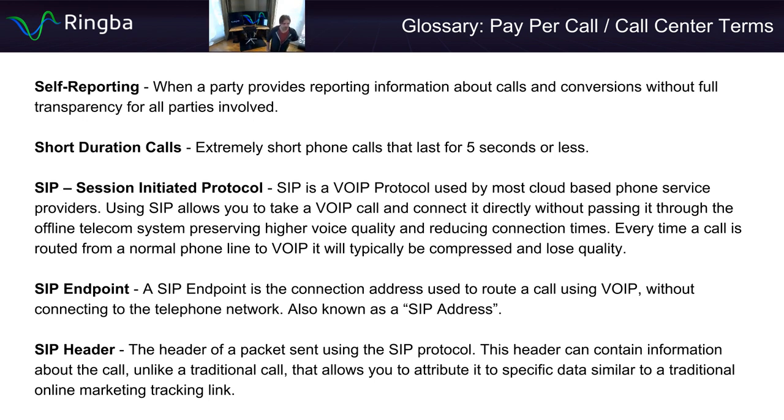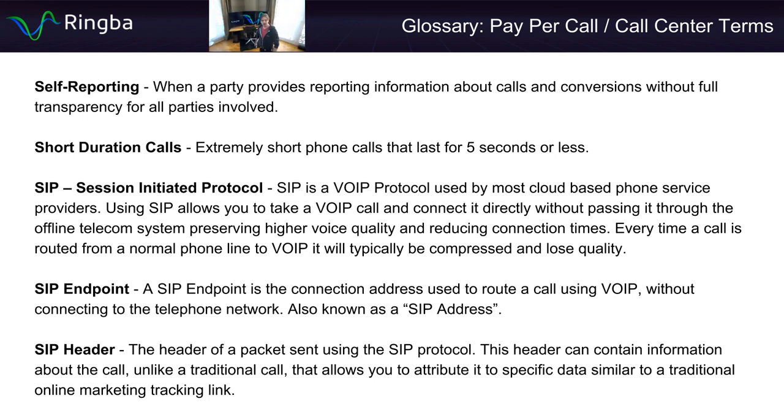Now, a SIP endpoint is the connection address used to route a call using VoIP without connecting it to a telephone network. It's also known as a SIP address, but it's kind of like a URL or an FTP address. It has similar formatting. Some SIP endpoints are actually URLs. Some of them are just IP addresses. Some of them require usernames and passwords or whitelisting. Ringba can always help you with this. Your account manager can always help you with this. But SIP is really the way you want to go.